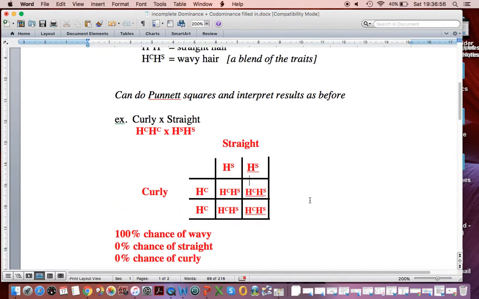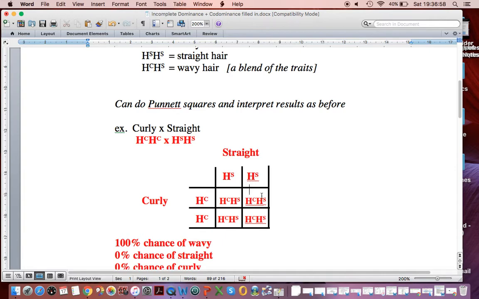So you could try, what happens if you do curly and wavy? What could you get? Or straight and wavy. Obviously, you could try wavy and wavy, see what you get there. Curly and curly, not much surprise there, they'd all be curly.